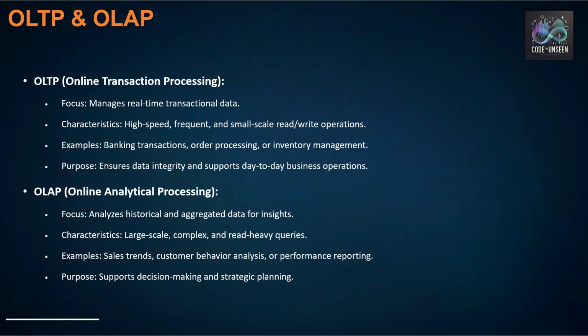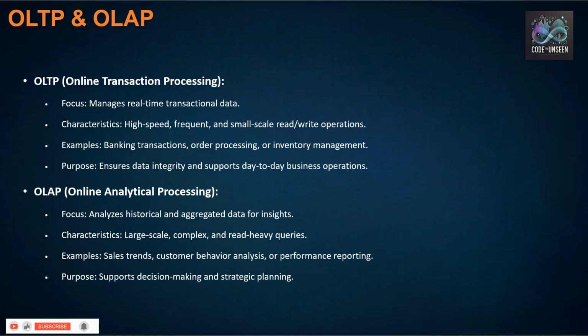Now to summarize the difference between a database or OLTP and a data warehouse or OLAP. OLTP focuses on real-time transactional data which is quick and requires frequent updates. On the contrary, OLAP focuses on analyzing historical aggregated data which is complex and read heavy.